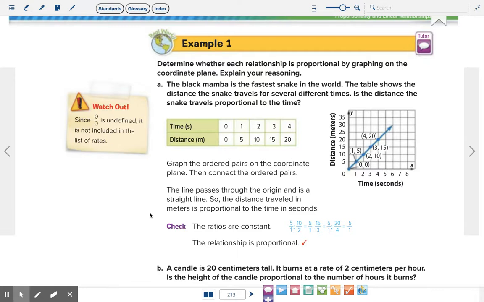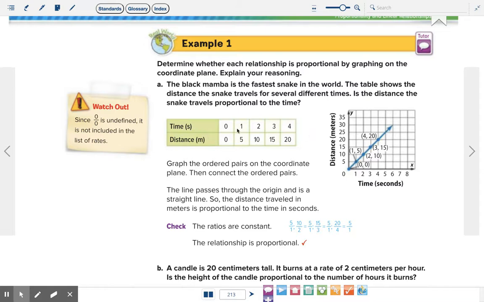So we're going to have to graph these. They give us a table. It says the black mamba is the fastest snake in the world. The table shows the distance the snake travels for several different times. Is the distance the snake travels proportional to the time?